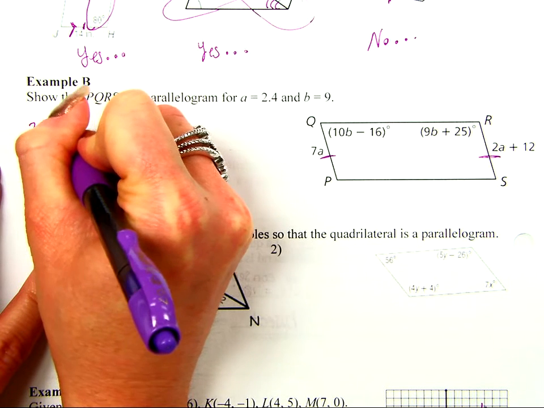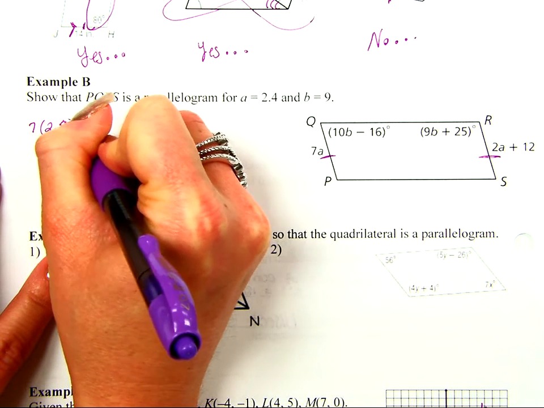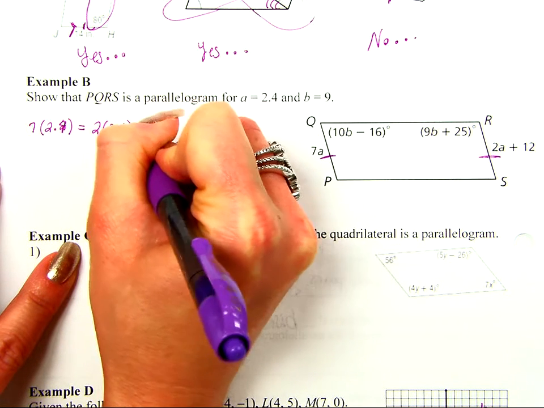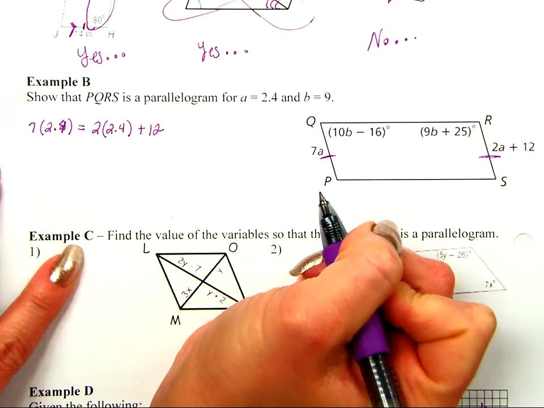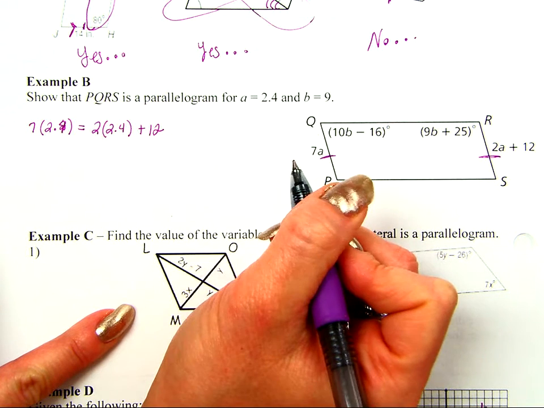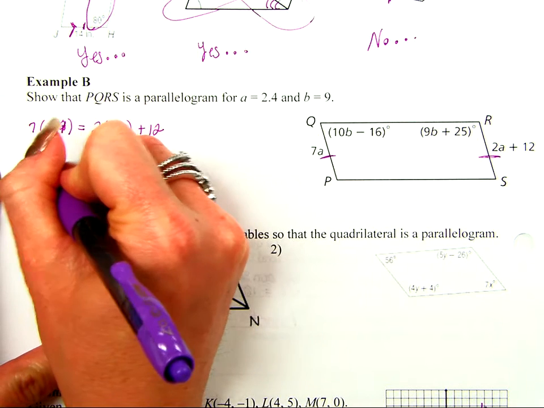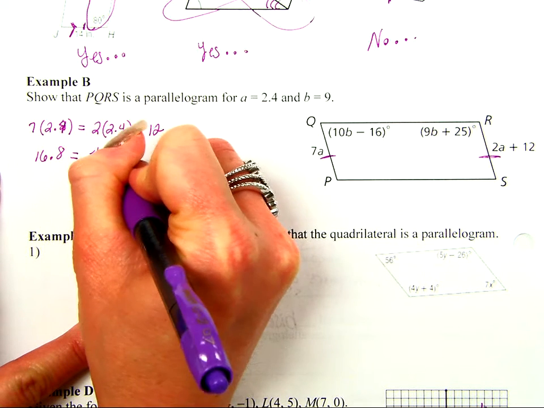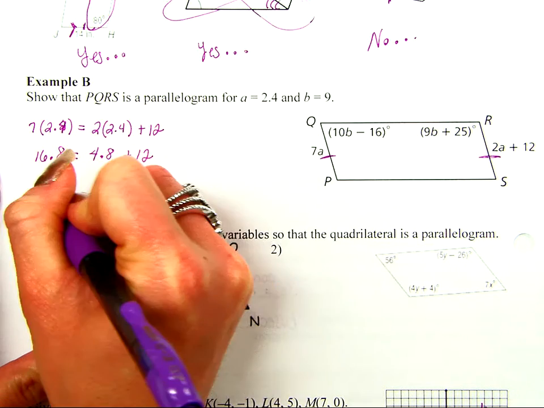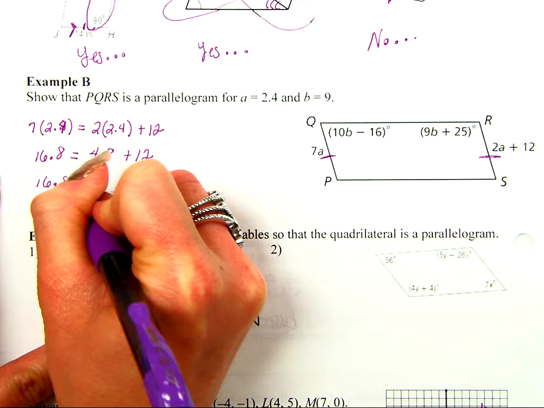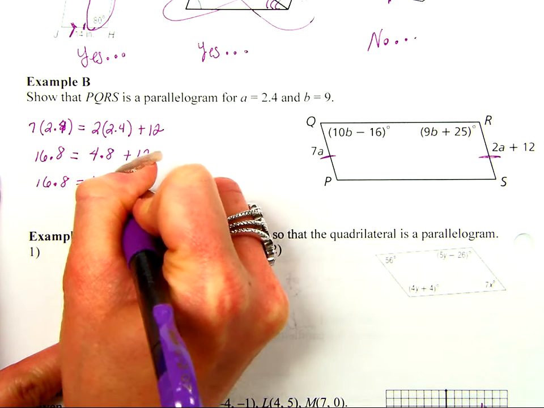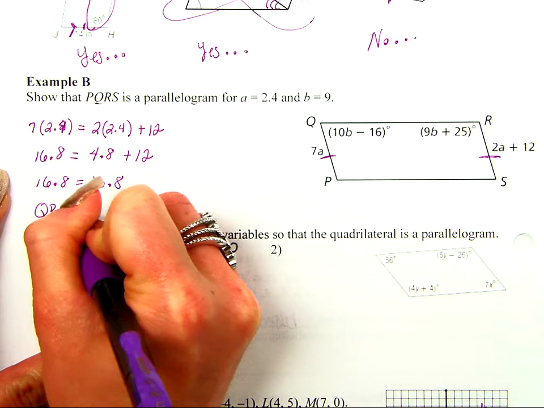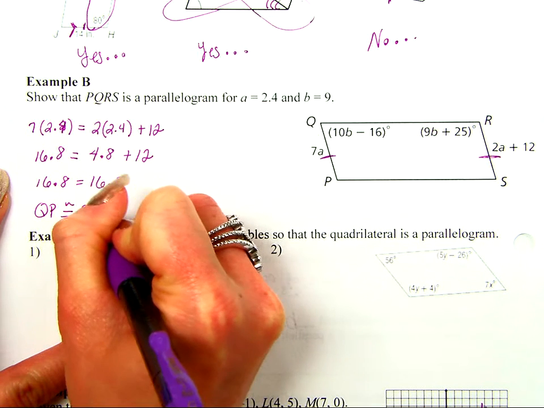7 times 2.4 should really be equal to 2 times 2.4 plus 12. My opposite sides equal to each other. We go ahead and do some calculating. This would give me 16.8 equal to 4.8 plus 12, which just shows 16.8 equal to 16.8. What does that mean? Well, QP must be congruent to RS.